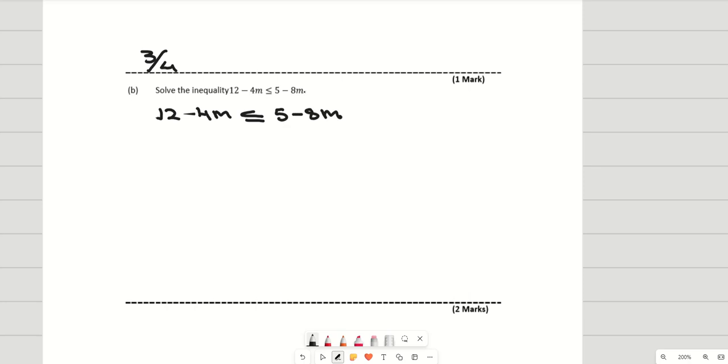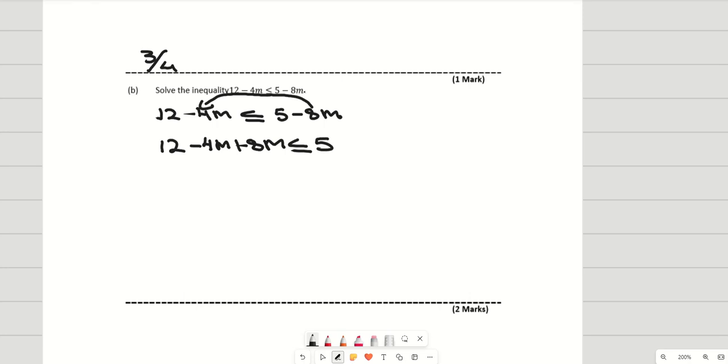We want to make m the subject, so you're going to carry across the 8m over the inequality sign. Anytime you carry something over the inequality or equal sign, it becomes the opposite. The opposite of minus 8m would be plus 8m. So it is 12 minus 4m plus 8m is less than or equal to 5.